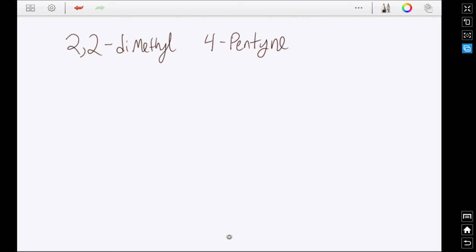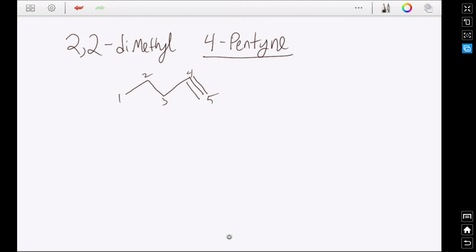How would I draw this structure? Well, draw the 4-pentyne first. That means I have a 5-carbon chain: 1, 2, 3, 4, 5. And at the 4-carbon, I've got a triple bond, like that. That's 4-pentyne. So always start off doing that.